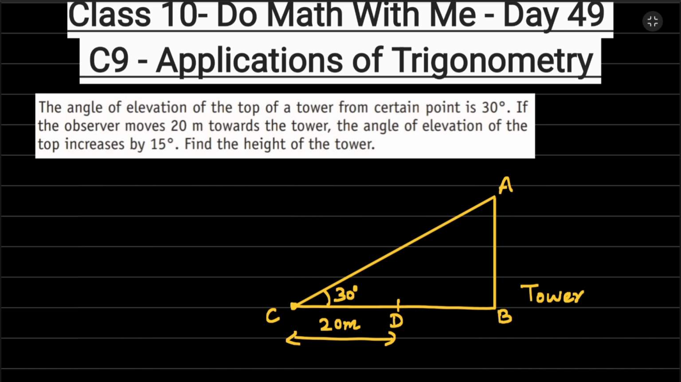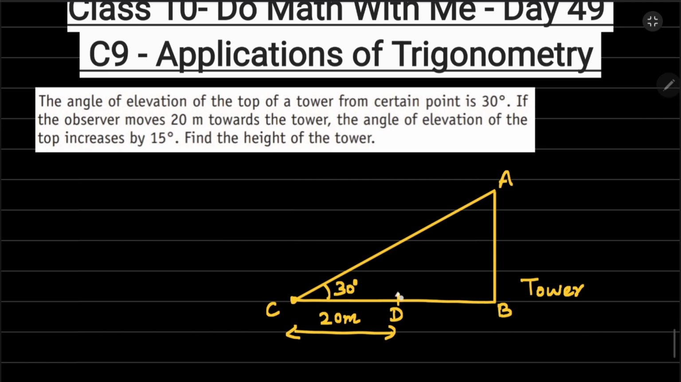Now what happens? After the observer moves 20 meters towards the tower, the angle of elevation of the top increases by 15 degrees. What does it mean? Now from this new point D, the angle of elevation increases by 15 degrees. The original angle is 30 degrees, and it has increased by 15. What is 30 plus 15? It is 45. So this new angle of elevation is 45 degrees.